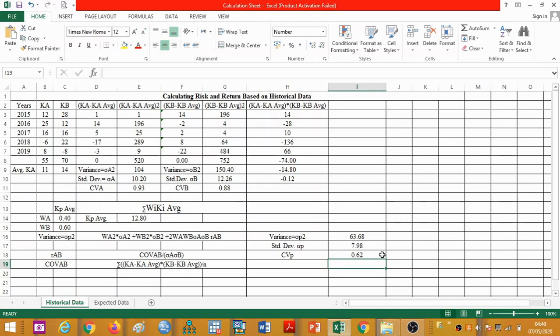This is how we calculate the standard deviation and the average rate of return of a portfolio based on historical data. So I hope we got the answer, and if you want, we will calculate the standard deviation and the expected rate of return of a portfolio for the expected returns in the next video.